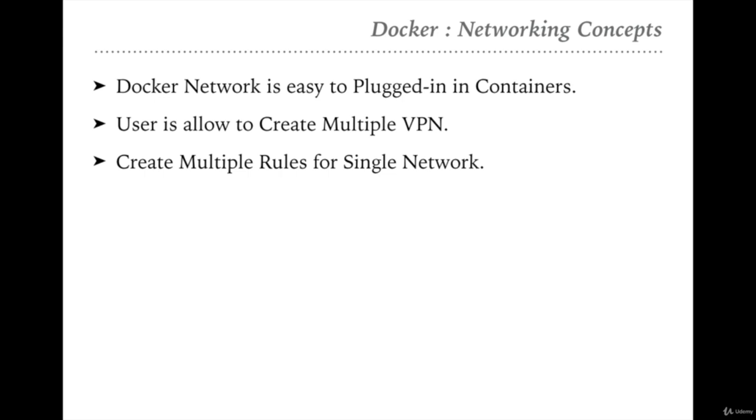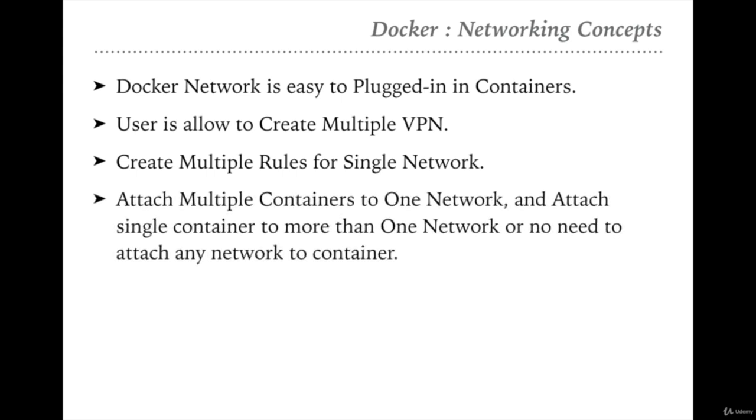So network is basically a very extensive and very portable service in Docker, right? You can use multiple virtual private networks, multiple bridges, you can create multiple networks, and for a single network, you can create multiple rules. It is possible to attach multiple containers to a single network. It is also possible to attach a single container to more than one network. Or you don't need to attach any network to the container. In that case, it will auto-assign the bridge network to that particular container.